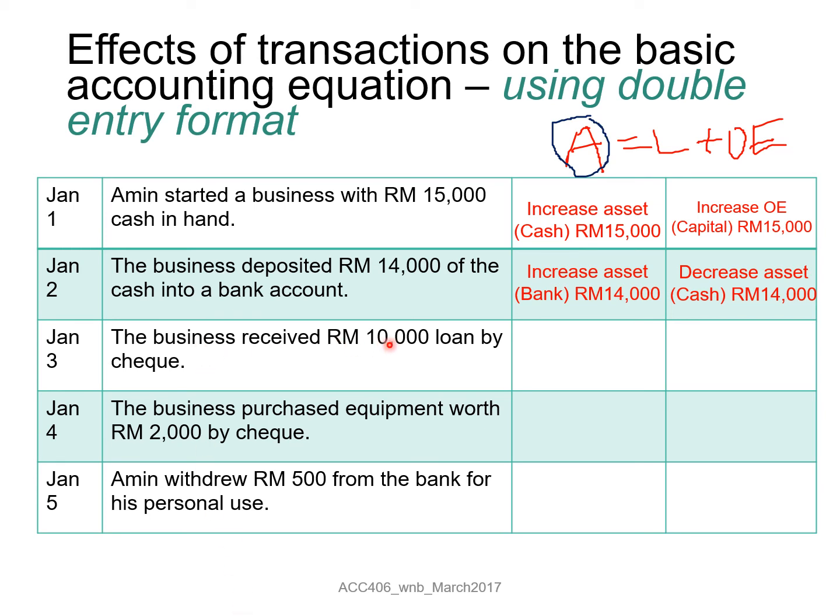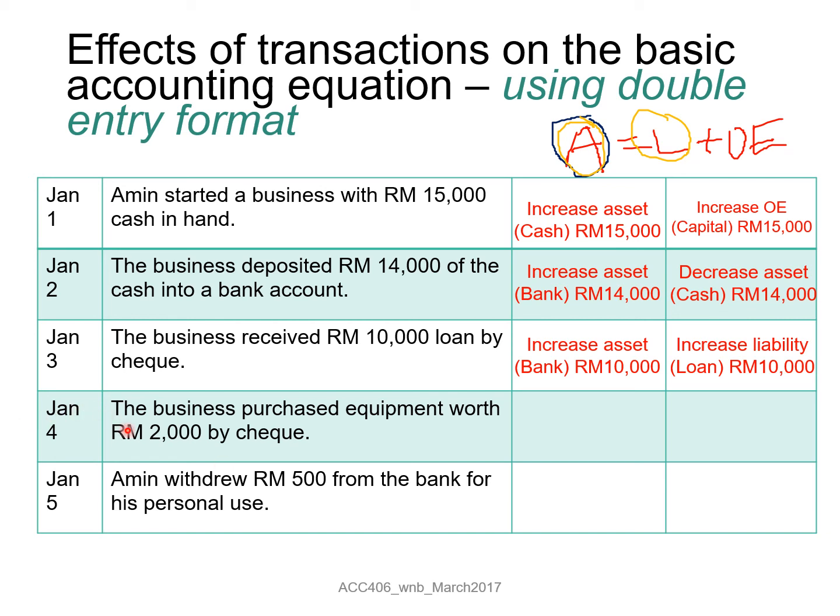Next adalah the business receive 10,000 loan by check. Maksudnya dia pinjam dia orang, dia dapat pinjaman, which is liability. Duit tu masuk dalam bank sebab dia guna check, right? Here. So, kita akan increase asset, which is our bank, sebanyak 10,000. At the same time, kita akan increase liability, which is a loan, sebanyak 10,000. So, again, here, dia akan affect you punya asset dan juga liability. Nilai yang sama. So, that is why dia masih lagi balance. Asset naik 10,000, liability pun naik 10,000.